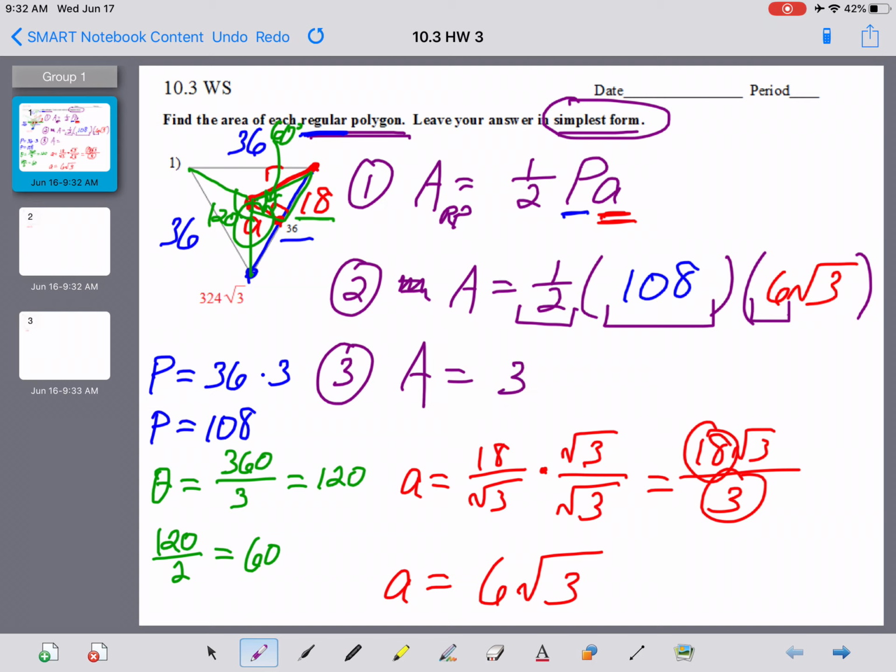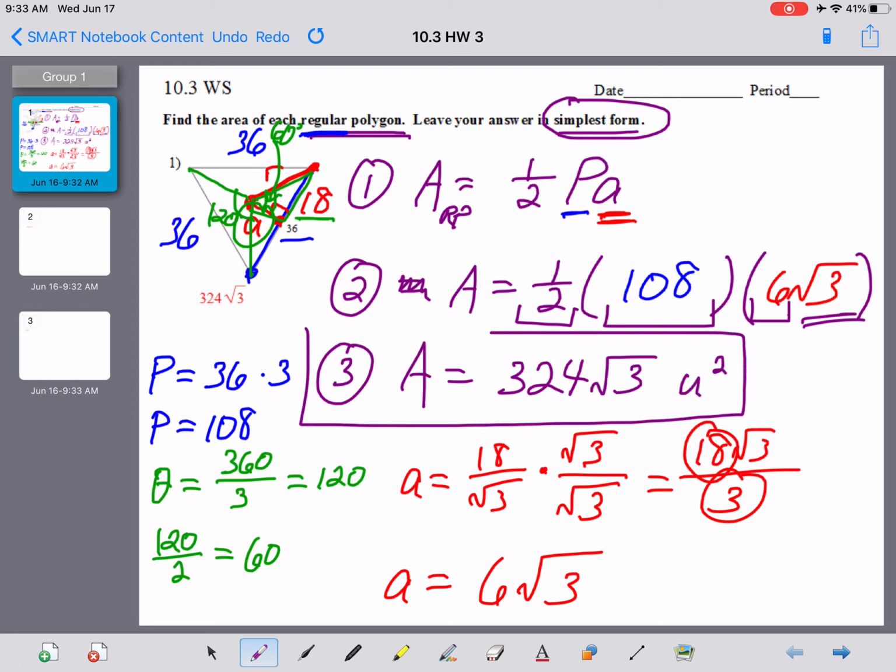So we write 324, and then that root 3 at the end almost acts kind of like a variable, like an x. It just tags along there. So 324 root 3, no units were given to us, so we're going to write square units then for that answer. Okay, so that's how we handled number 1. That was a regular triangle in which we were given a side length.